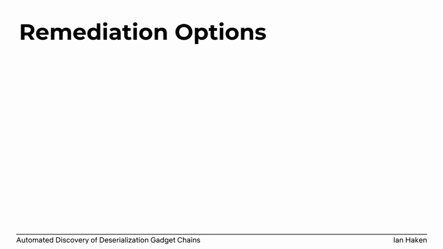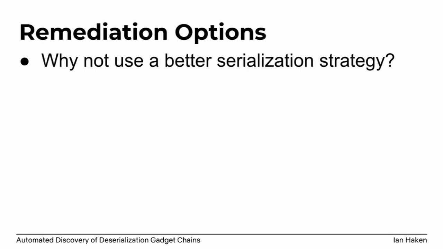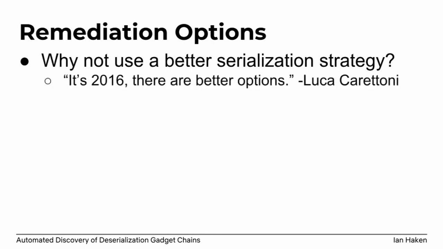And the answer is that it has to do with what you do with the vulnerability once you discover it. So why not just use a better serialization strategy? Why not use some library or some configuration that isn't vulnerable to this kind of problem? And I think Luca summed this up in his 2016 talk the best. It's 2016. There are better options for serialization. And that was true then.